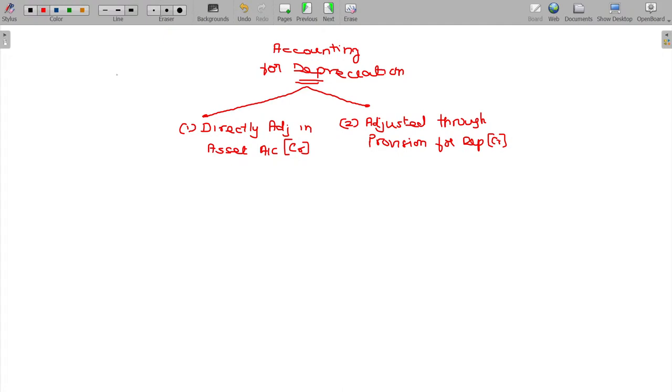Sometimes later you may sell the asset, right? If sometimes later you plan to sell, அப்படி சேல் பண்ணும்போது எப்படி சேல் பண்ணுவீங்க? So we can sell directly.